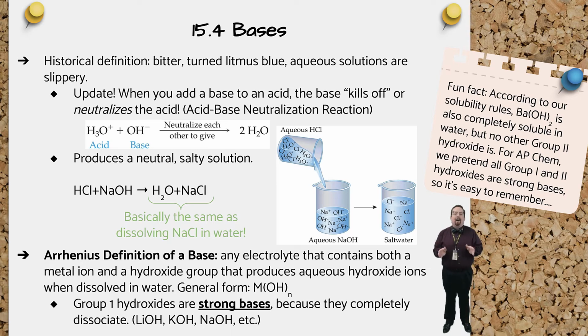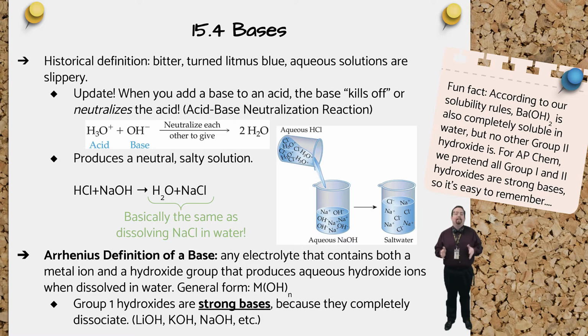All group 1 hydroxides, such as lithium hydroxide or potassium hydroxide, are strong bases, because all group 1 salts are completely soluble. In AP chemistry, we pretend that all group 1 and 2 hydroxides are strong bases, even though our solubility rules state that barium hydroxide is the only group 2 hydroxide that's more than just sparingly soluble. So, even though it's not completely accurate, we're going to follow those same rules here.